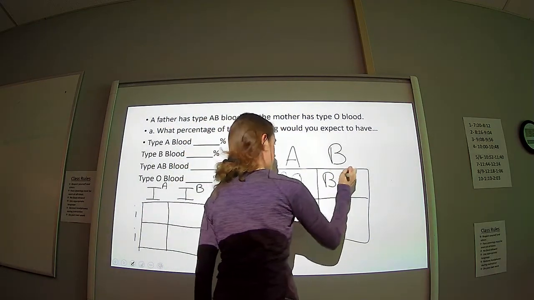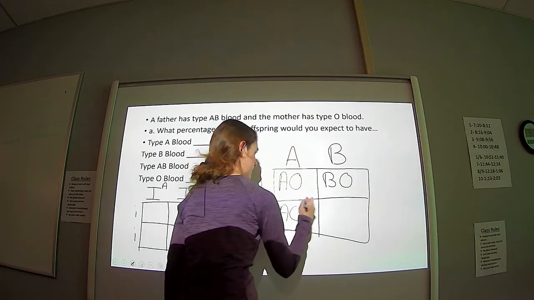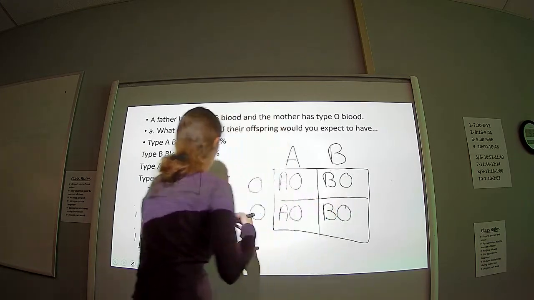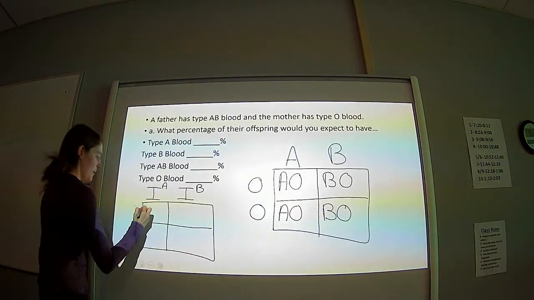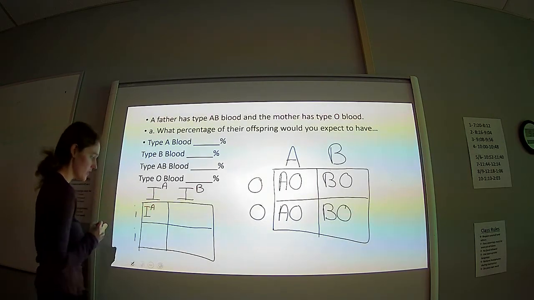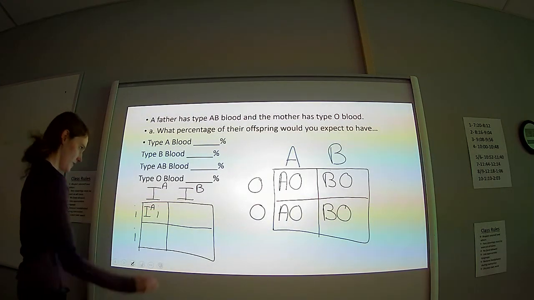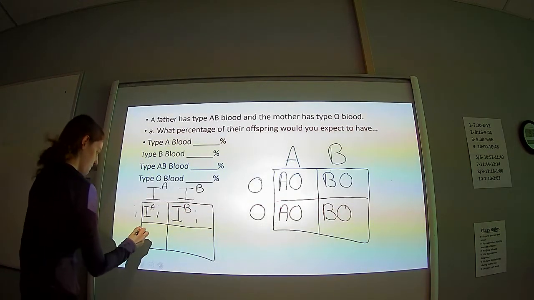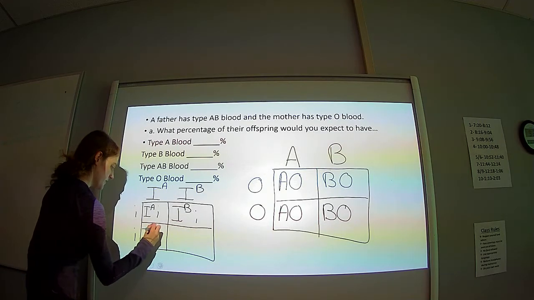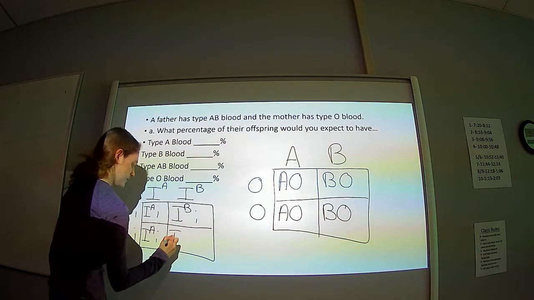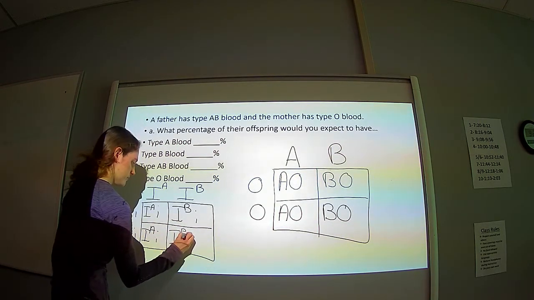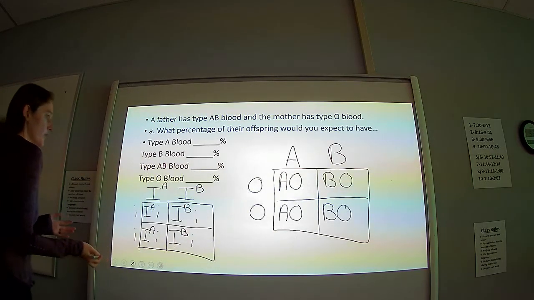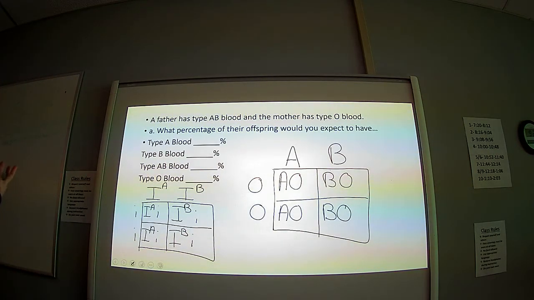I'll do both of those squares for you so you can see what you're looking at in terms of correctness. So I'd have a capital I with the superscript of an A, lowercase i. Capital I, superscript of a B, lowercase i. Capital I, superscript A, lowercase i. Capital I, superscript B, lowercase i. When you're looking at it like that, it would, I guess, help you to understand which one's dominant versus which one's recessive. Personally, I just like seeing the AO, BO.